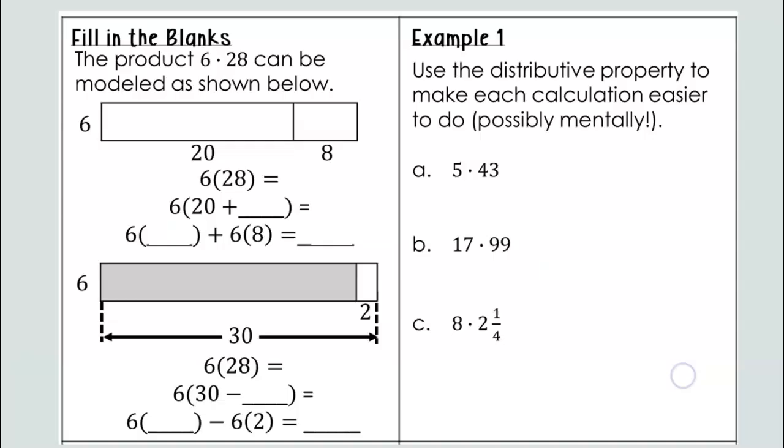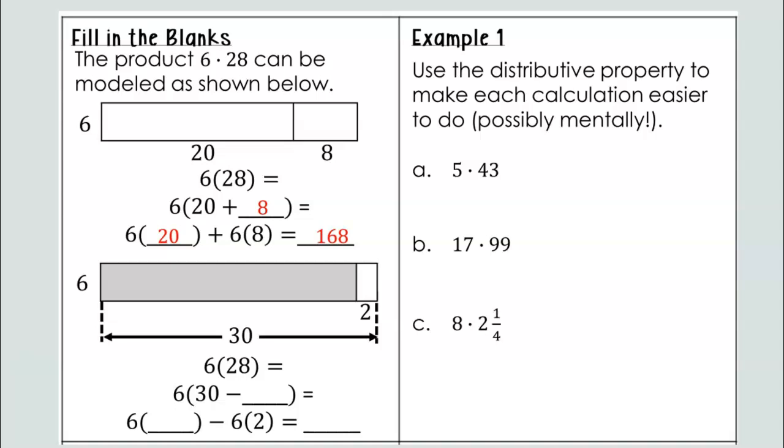Fill in the blanks. The product 6 times 28 can be modeled as shown below, with 6 on the left and 20 plus 8 below. This means 6 times 28 equals 6 times the 20 plus the 8. And we can split that apart to be 6 times 20 plus 6 times 8, which gives us 168.